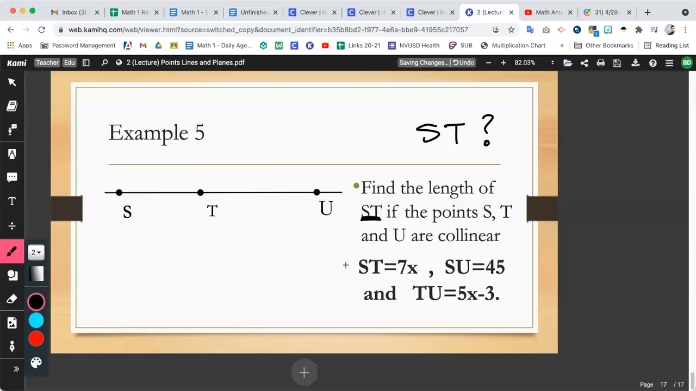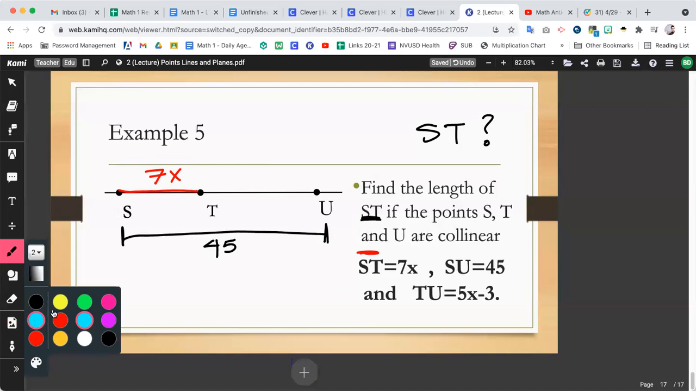Okay. If S, T, and U are collinear, ST is 7x. So S to T is 7x. SU is 45. So we have to be careful. SU is from here all the way across. That's 45. And TU, so from here to here, is 5x minus 3.